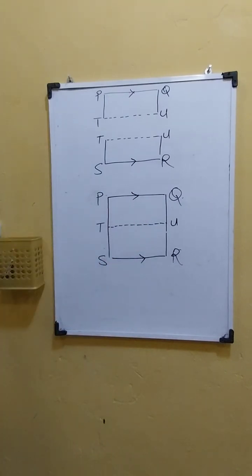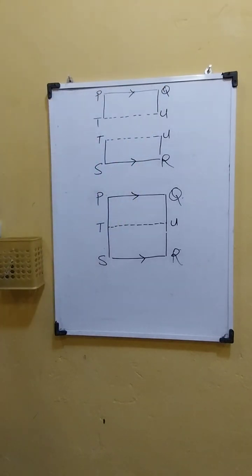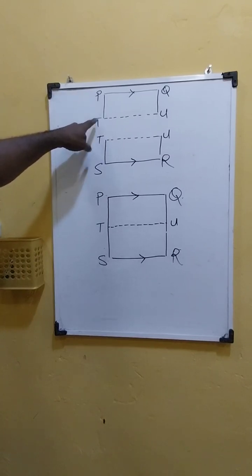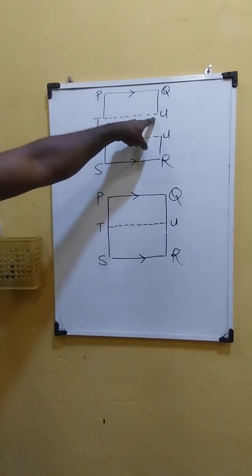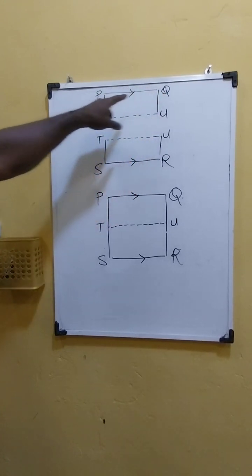So now that we have separated it, we have to look at something now. The thing now is that we look at PQ. The PQ that you have there is actually equal to PT plus TU plus UQ.